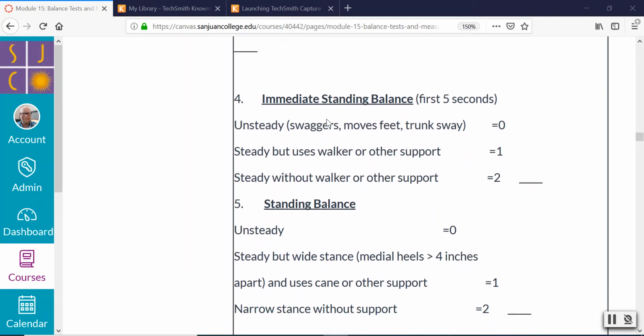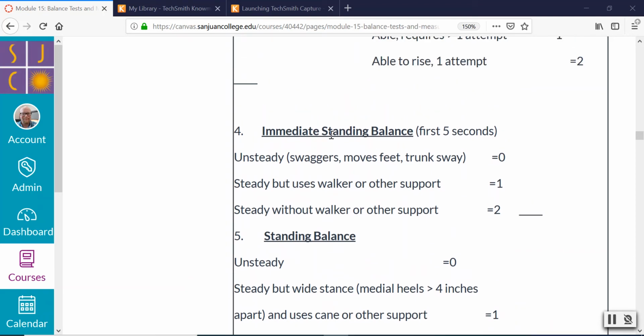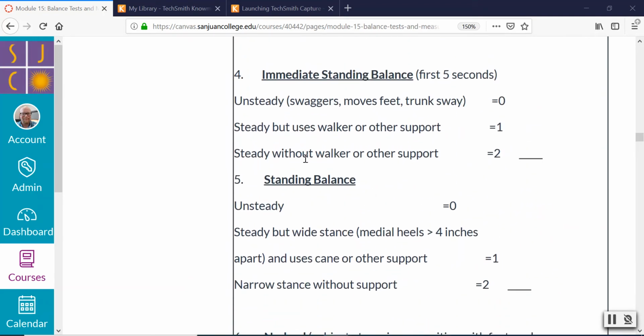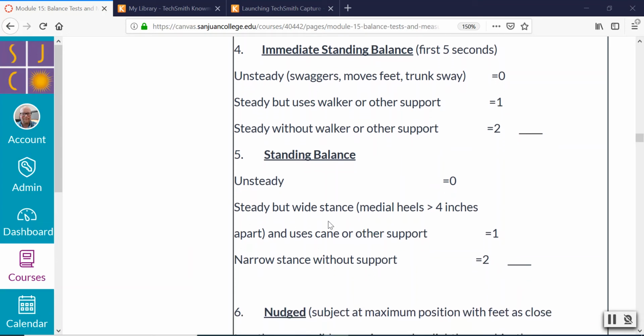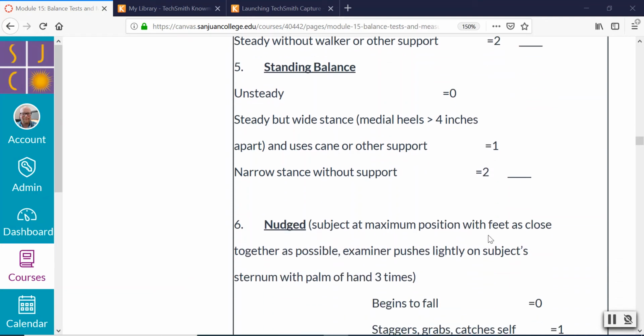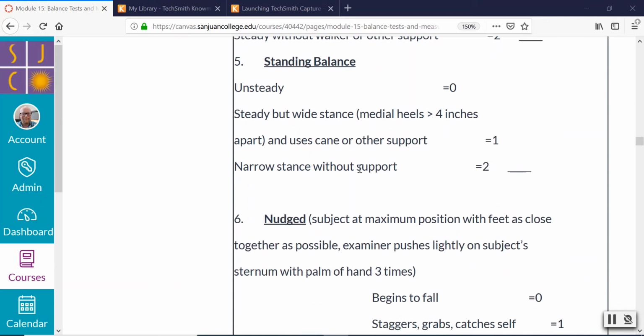Once they're standing for a little bit, so this is immediate standing balance, the next is just regular standing balance. If they're unsteady after like 20 or 30 seconds, then that's a 0. If they've been standing for 20 or 30 seconds and they're steady, but they have a wide stance, so the medial part of their heels is more than 4 inches apart, they have a really broad base of support to help them, then they're a 1. Or if they use a cane or other support, they're a 1. If they are able to stand with a normal narrow stance with less than 4 inches between the medial portion of their heels, then they get a 2.